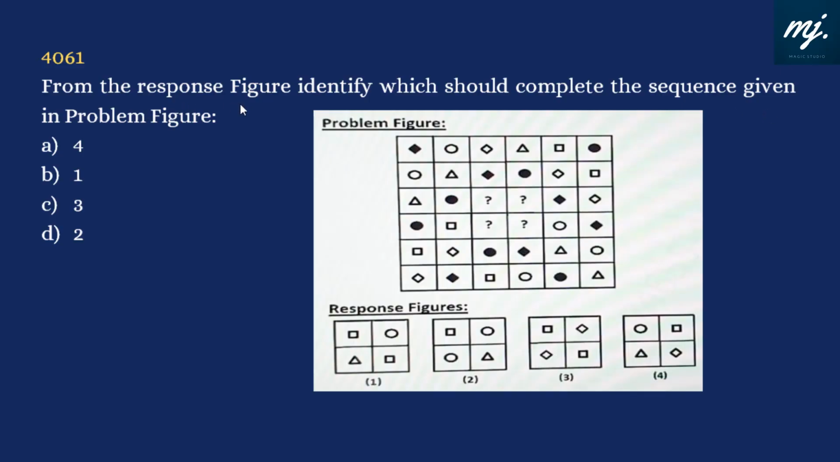Another one, from the response figure, identify which should complete the sequence given in the problem figure. These kind of figures are easily identifiable: there are 6 symbols in each row and each column, and that particular symbol should appear only once in that particular row and column. So we have rhombus, shaded rhombus, circle and square. We are looking out for a circle but which is not shaded. It can be in the first of these two. This is possible. Number 3 response figure is not possible.